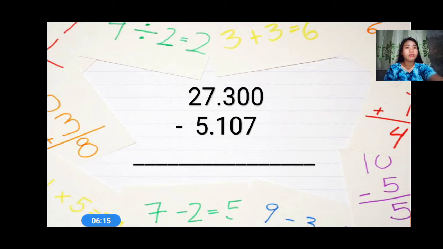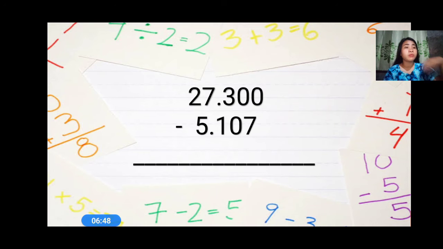Okay? So 5.107 has more decimal points. That's why we used 0. That's why we have 300 there. Okay? So that they will have the same decimal places. That's why we have 27.300 and 5.107. Now, follow the rules of adding or subtracting whole numbers.